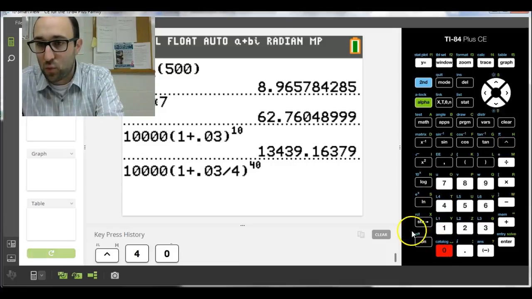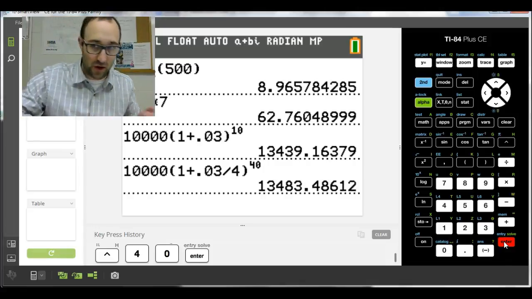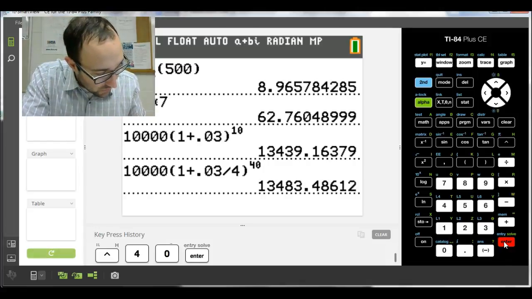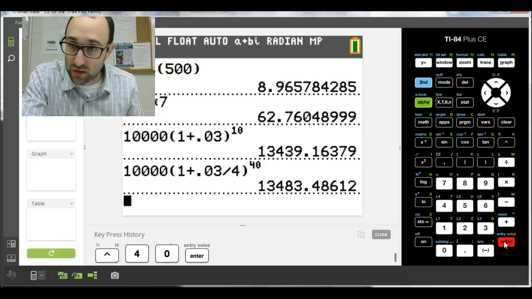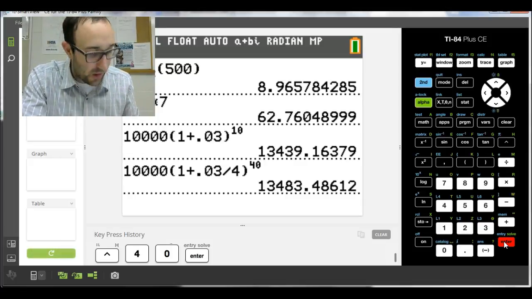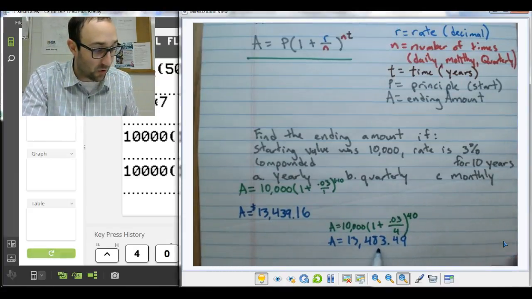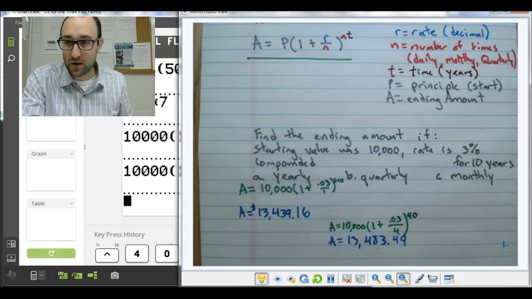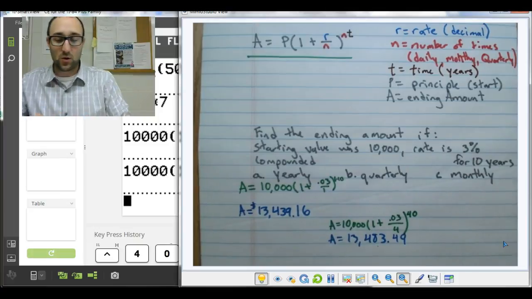You say, oh man, that's way higher than the 10th power, so we're going to multiply it more often, but this makes it a lot smaller. So we should end up with 13,483. So the amount equals 13,483.49. Alright, so we compare those two. Which one's more? Well, this one's more by about 50 bucks, right? $50, $40, somewhere in there. So you're getting more money if it's compounded quarterly.